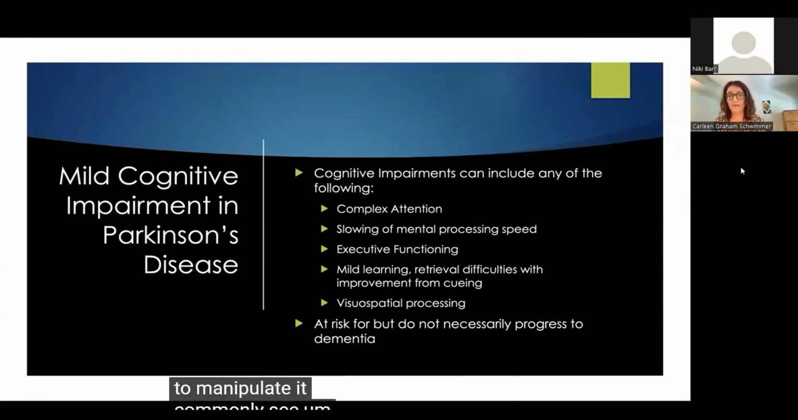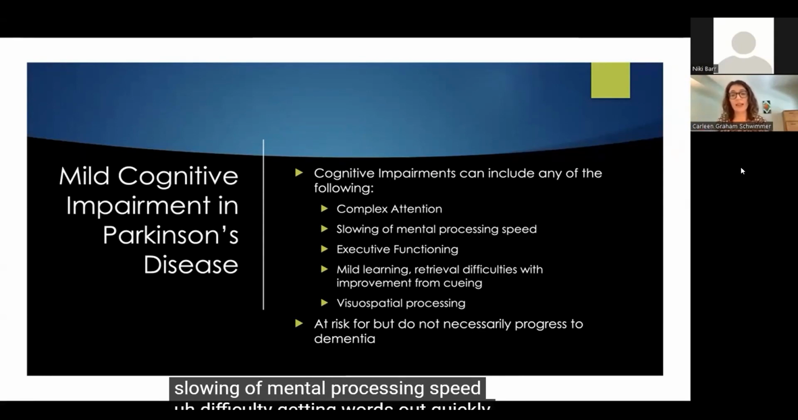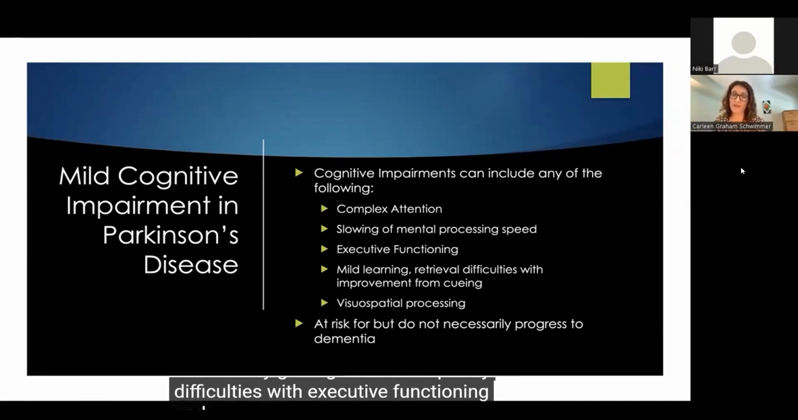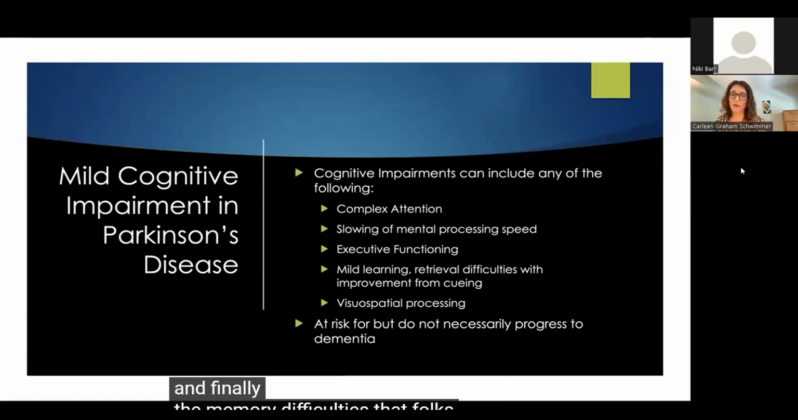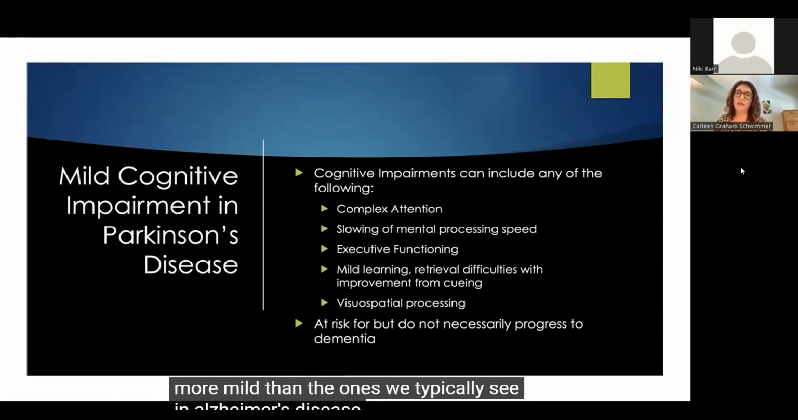Commonly see slowing of mental processing speed, difficulty getting words out quickly, difficulties with executive functioning and visuospatial functioning are also common. And finally, the memory difficulties that folks with mild cognitive impairment in Parkinson's disease tend to exhibit are more mild than the ones we typically see in Alzheimer's disease.